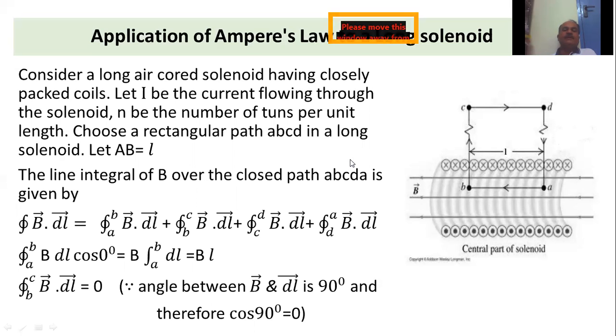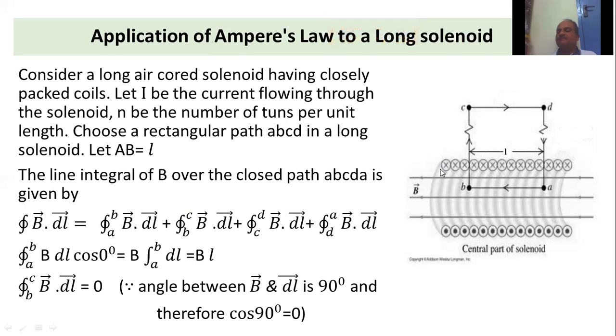Next, we will apply Ampere's law to a long solenoid. For that, consider a long air-cored solenoid having closely packed coils. Now I am defining the solenoid. A solenoid is simply a copper coil. When the number of turns in the copper coil is large, the length of the coil becomes very large as compared to the radius of the coil. Such a bigger coil is called a solenoid.